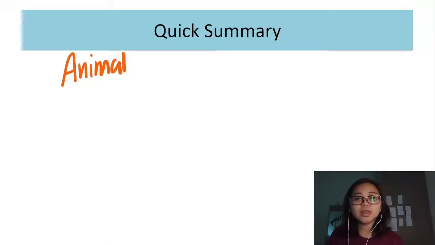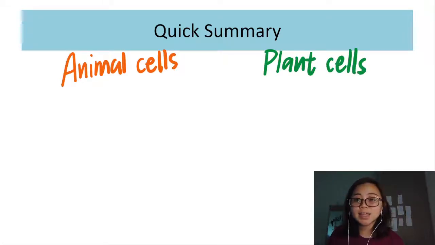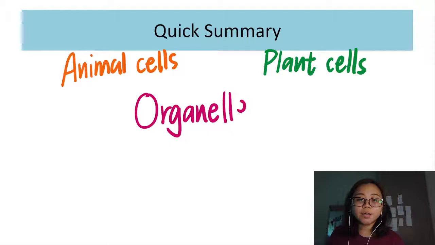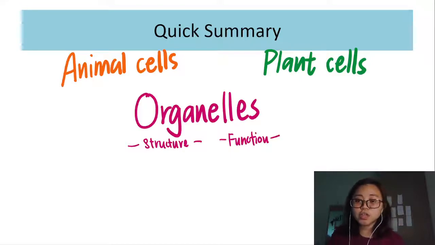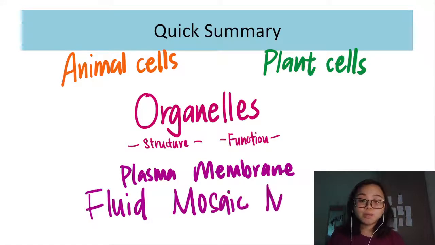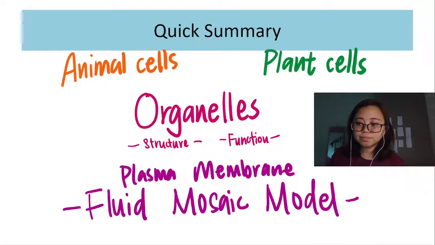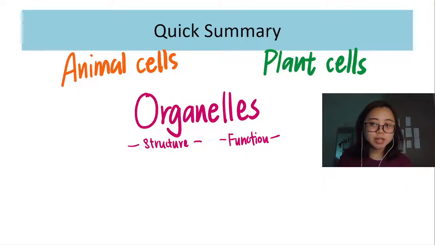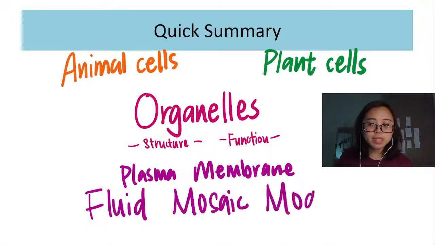Quick summary. In this 2.2, we talk about animal cells, we talked about plant cells, and we talk about the organelles. We talk about the structure. We talk about the function of each organelle. We talk about the plasma membrane and the fluid mosaic model. Hold on, let me do that animation once again. Talk about the fluid mosaic model.